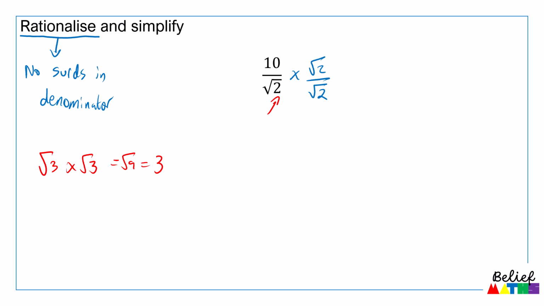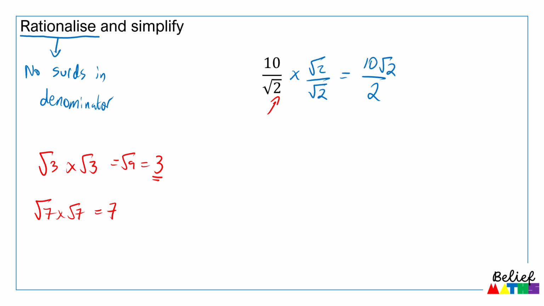The shortcut is obviously that because it's a root times itself, it just gives you the number under the root. So again, if I had root 7 times root 7, that would just give me 7. The reason I've chosen root 2 in this question is because root 2 times root 2 on the bottom will just give me 2. And then 10 times root 2 on the top just gives me 10 root 2.